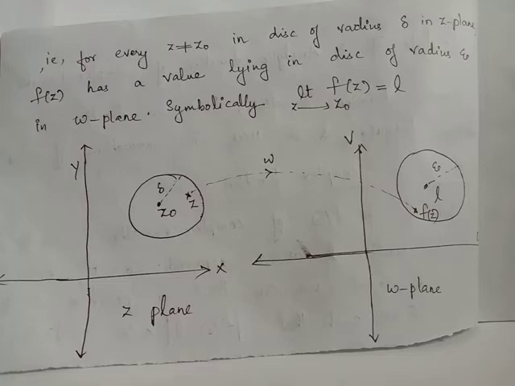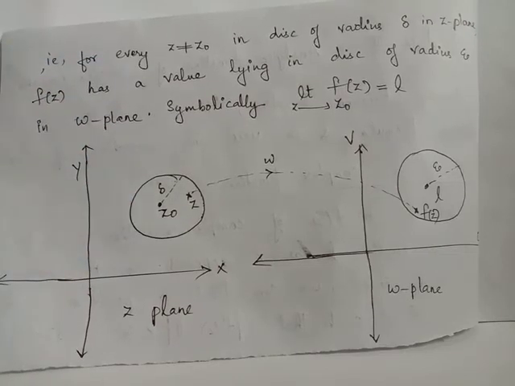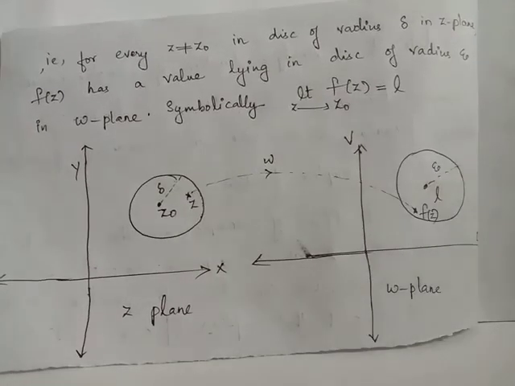We say that the complex function f of z approaches limit L if every arbitrary point z in the disk of radius delta centered at z0 has f of z lying in the disk of radius epsilon which lies in the w plane centered at L. That is, for every arbitrary z in this disk, we can find a corresponding f of z value in the disk located in the w plane. Symbolically, we write limit as z tends to z0 of f of z equals L.